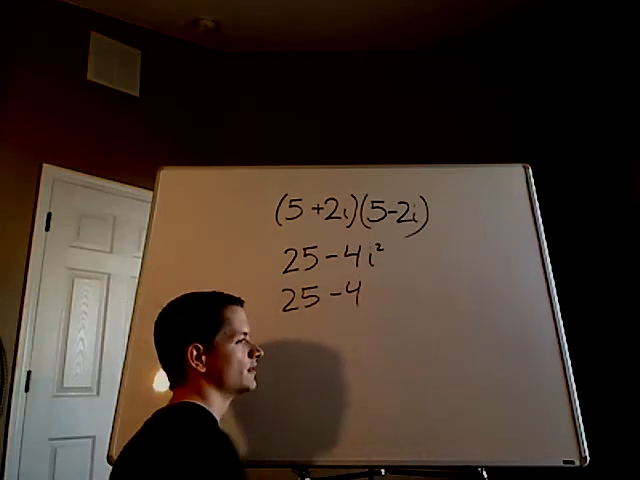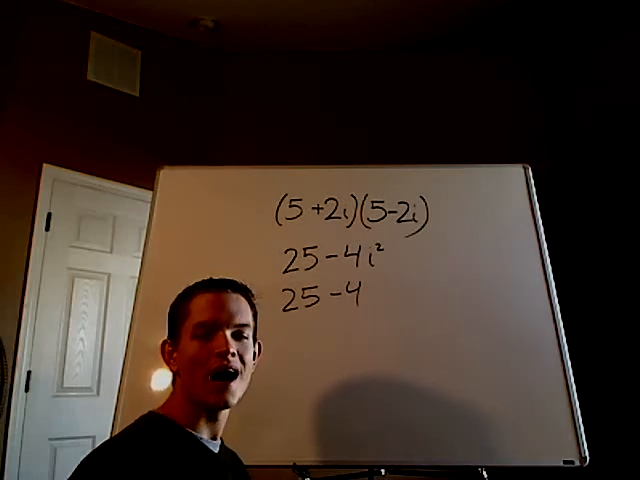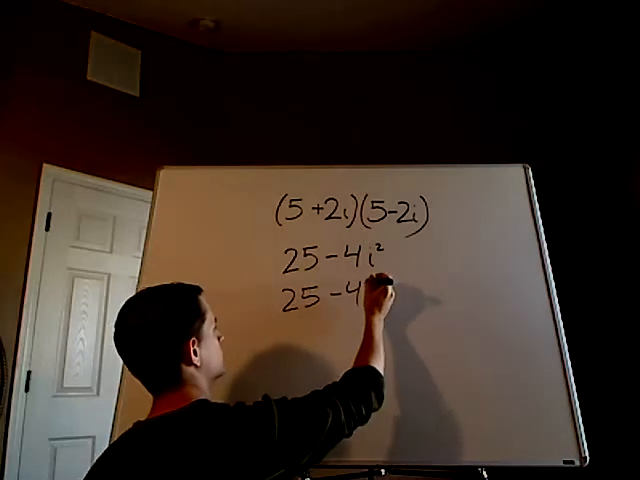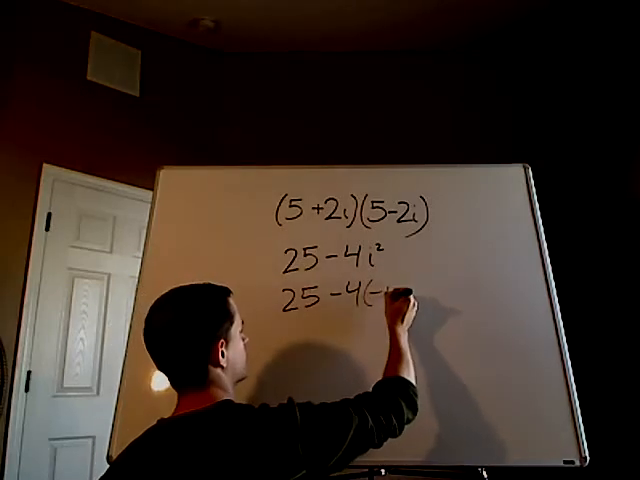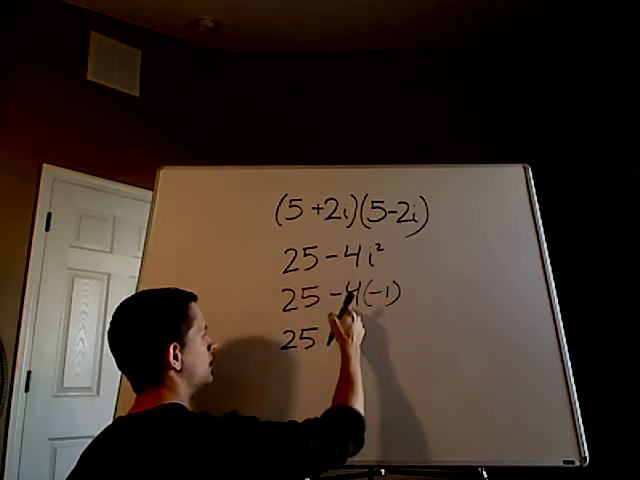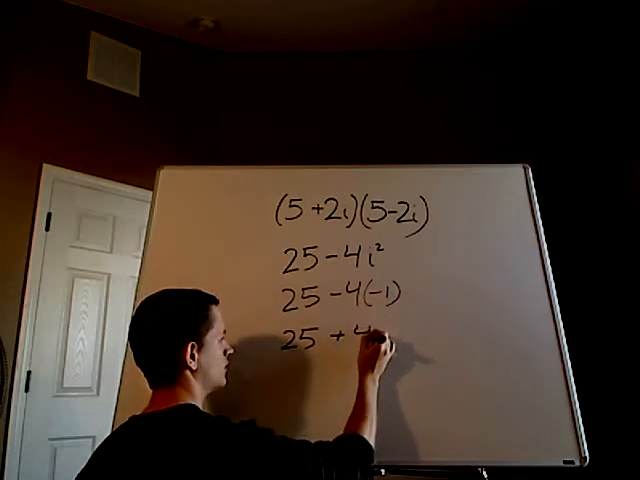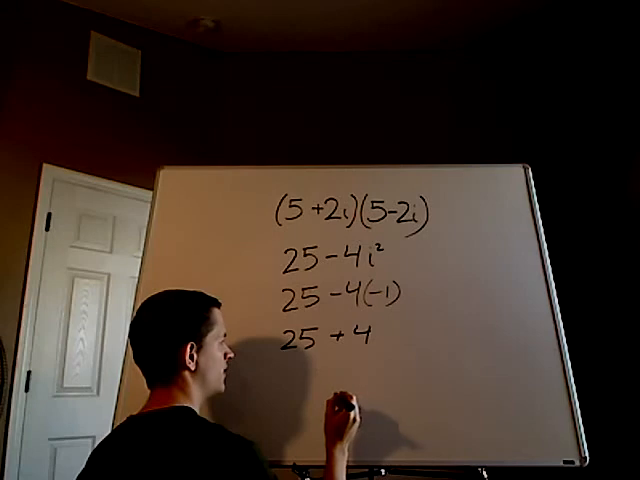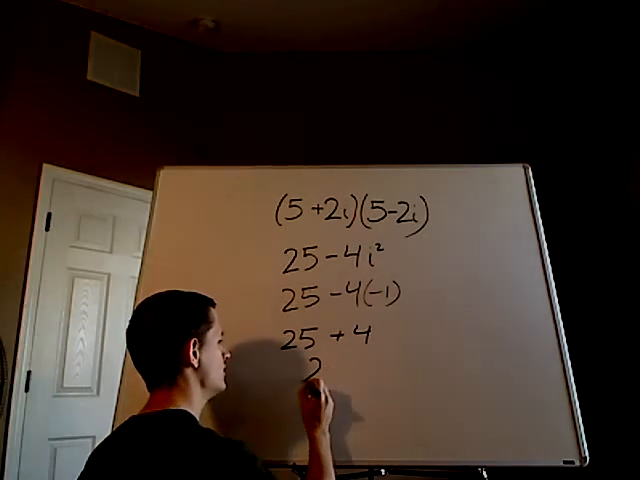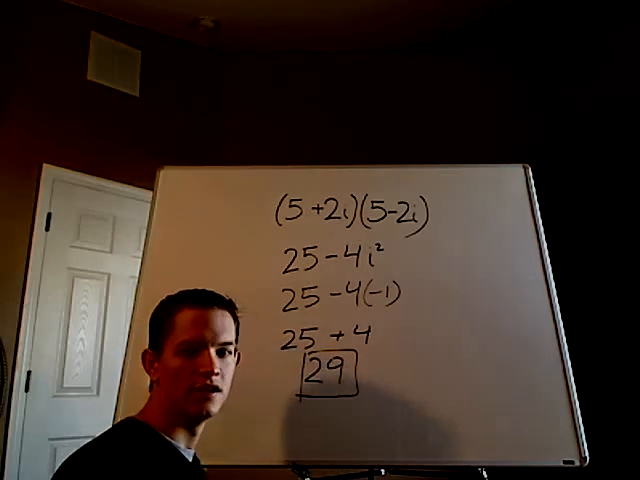And so then you want to simplify it further after you have all the i's and the i squares. i squared is equal to negative 1. So replace i squared with negative 1. Simplify it further. So you have 25. A negative times a negative gives you a positive, so that'd be a plus 4. And then you add 25 plus 4, that is, right, it's very easy, it's 29. Good job. And that is the correct answer.